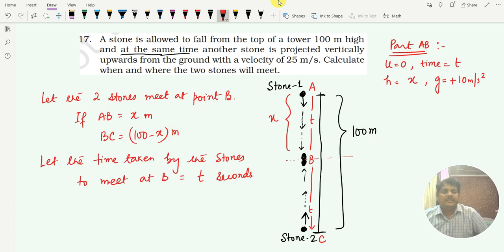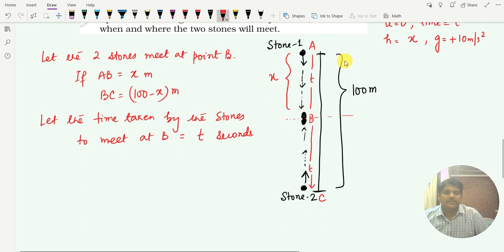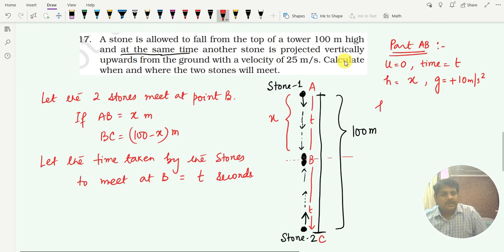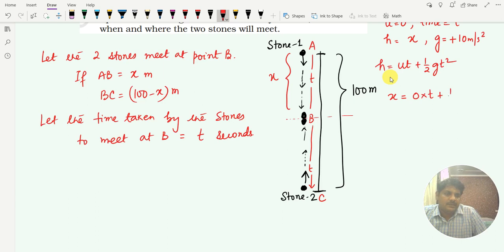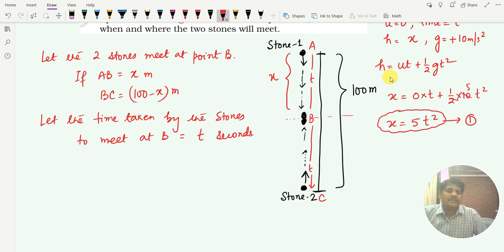So u, h, g, t. If we put the values and use equation number 2, h is equal to ut plus half gt square. इसको put करके देखो. We will get x is equal to 0 into t plus half into 10 t square. So we would get 5. So we get x is equal to 5t square. This is the value we are getting for the part AB. Let us mark it as equation number 1.